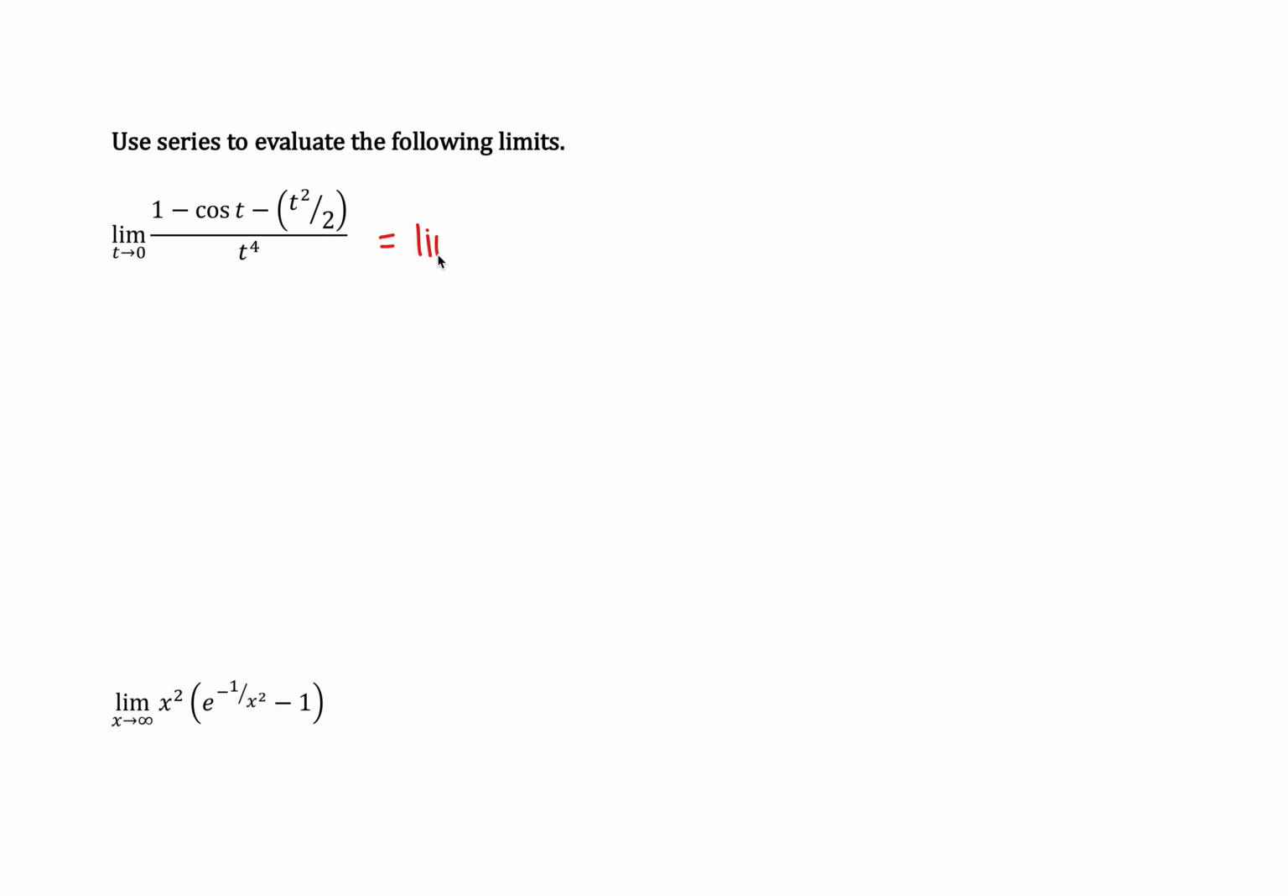So this is equal to the limit as t goes to 0. And I'm going to rewrite things ever so slightly. The divided by t to the 4th, I'm going to write as a 1 over t to the 4th in front. And then I'm going to rearrange some terms ever so slightly. I'm going to put this negative t squared over 2 just after the 1. So we're going to have 1 minus t squared over 2, and then minus cosine t.